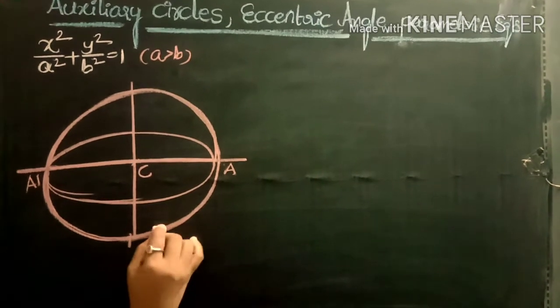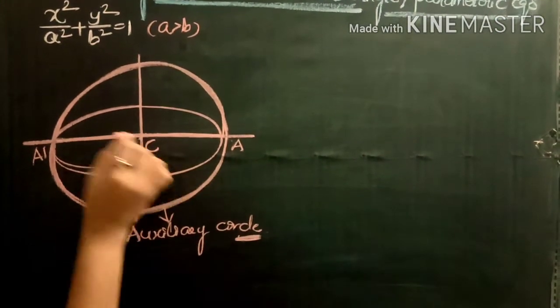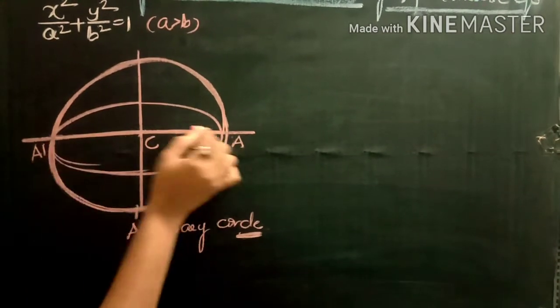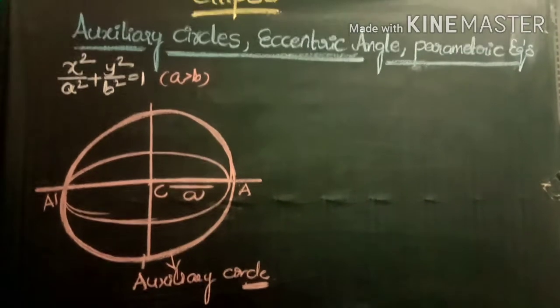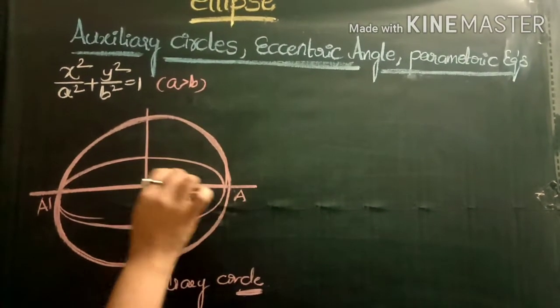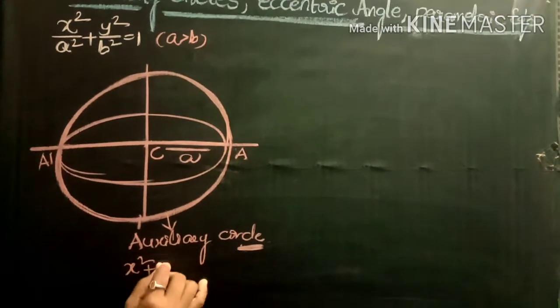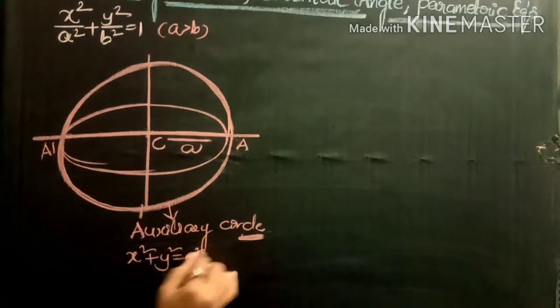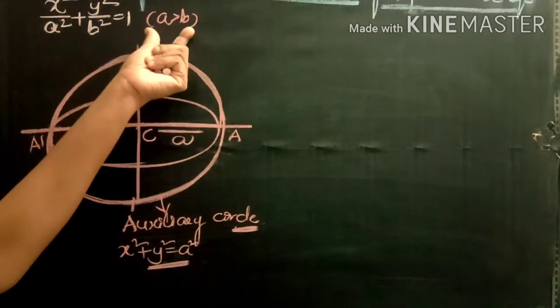Now this is called the auxiliary circle of the ellipse, and the equation of this circle is, clearly we know that the length of the major axis is equal to 2a, then half of the value is equal to a. Now we are taking the circle with this value as diameter, therefore half of the value is equal to the radius. Therefore the equation of the circle is x square plus y square is equal to a square. This is the auxiliary circle of the ellipse when a is greater than b.